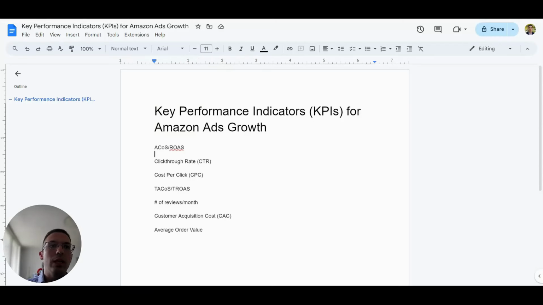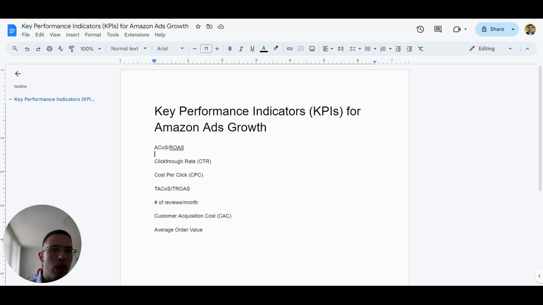So in this video, I'd like to go over some Amazon KPIs, key performance indicators, that you can take a look at when you're doing Amazon advertising, and you can measure these over time and see if there's any improvement in them. And that'll give you an idea of your performance. The first one, ACOS and ROAS, that's the one that people talk about the most.